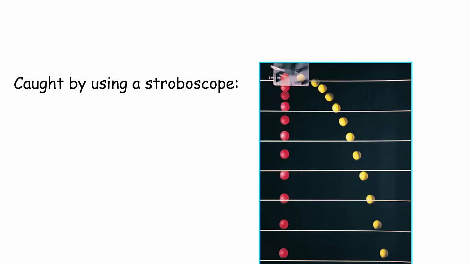Okay, here's another image that proves a very similar thing. This apparatus was set up to knock this ball off sideways at the same time that this one dropped. And it used a stroboscope, so it flashed a light to take lots of different photographs of them as they fell at exactly the same time.